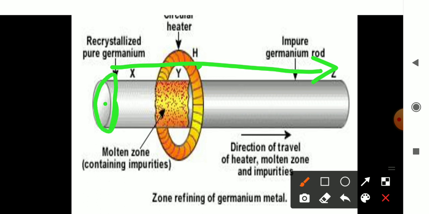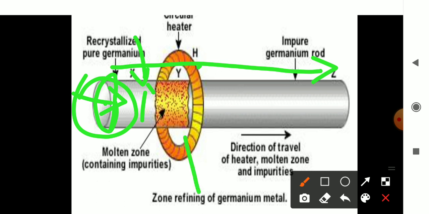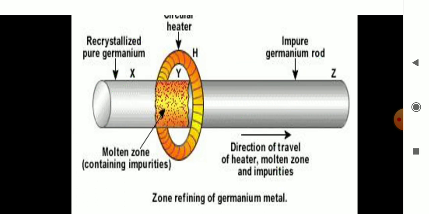When the heater is present in this place, the metal rod will melt, and the impurities will be in the molten zone. Now when the heater moves here, the impurities also move from here, and the pure metal will be in this place, and it is solidified. Also when the heater moves along, see here, it is a molten zone, it contains impurities. If the heater moves further, this will be the molten zone, and here will be the impurities, and so on. So this is the diagram which clearly shows the process of zone refining.